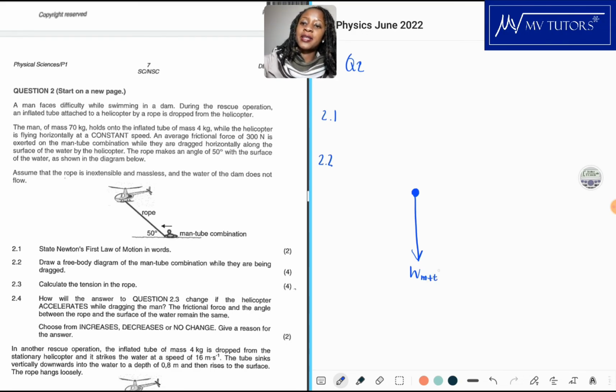Okay, and if you wanted to write down the values, they didn't ask for it. They just said free body diagram, so you don't really need to put the values. But if you wanted to, it would basically be the 70 plus the 4 times 9,8. Okay, then the second obvious force vector we're going to put there is the tension force.